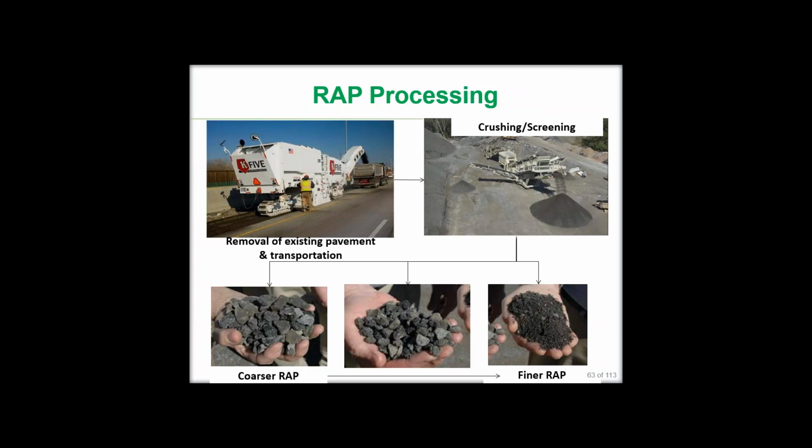Some of the processes that are included in applying RAP start with, of course, the removal of existing pavement and transporting this milled pavement layers to a central plant, a central processing facility, which is usually the plants where we produce asphalt mixtures. And in these plants, we crush and screen to obtain different sizes of RAP, which you may see in these pictures can be coarse, and finer portions of the RAP can also be produced as a result of these crushing and screening operations.